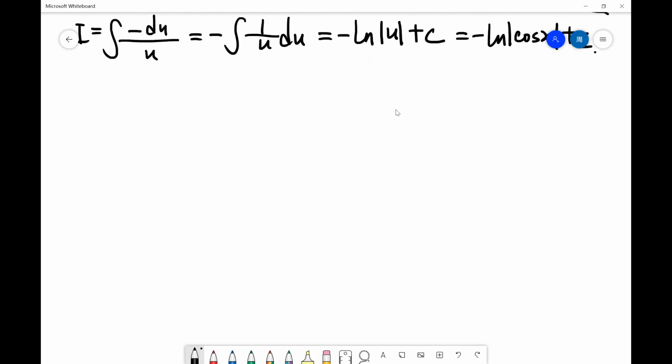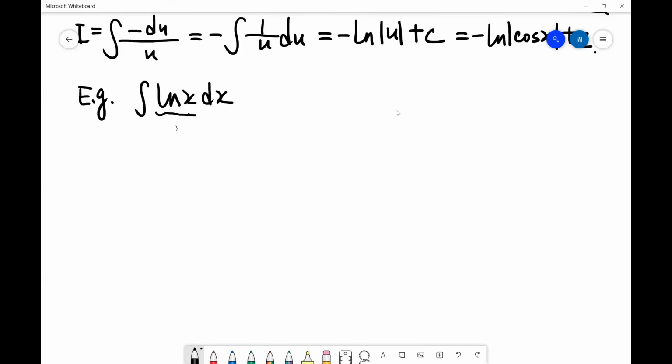And then today we are going to learn another skill for calculating indefinite integrals. And it is also very important, and we often use this skill. For example, first, if we want to calculate the indefinite integral where the integrand is ln x.